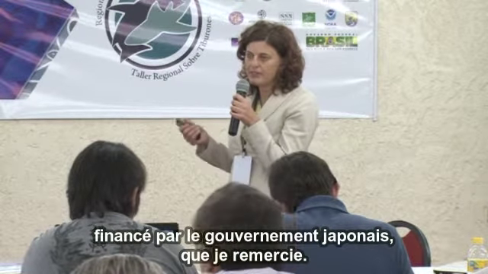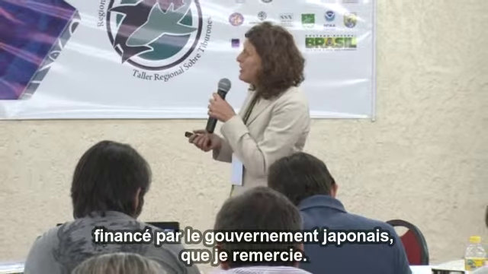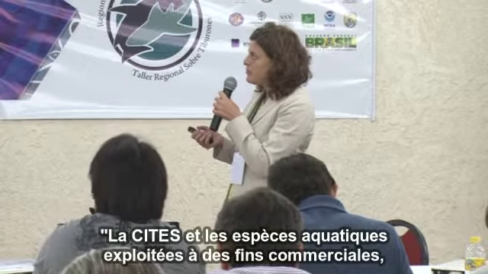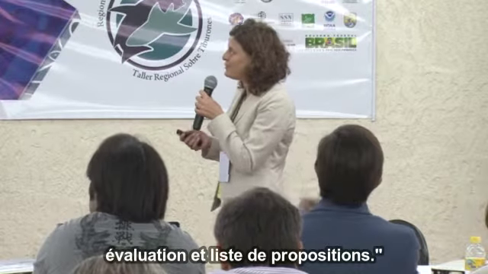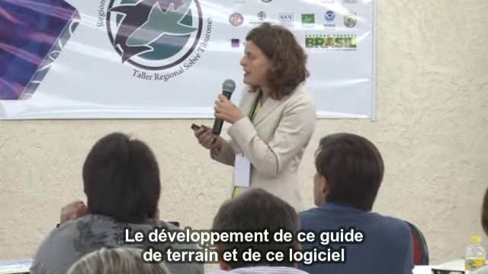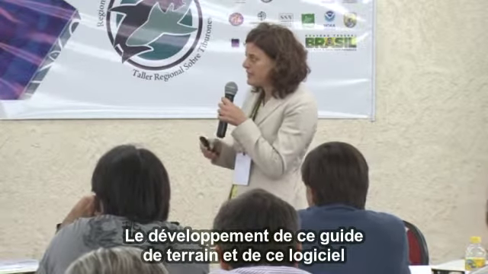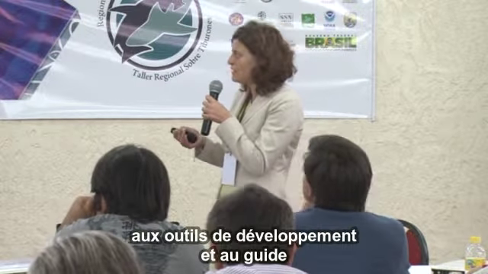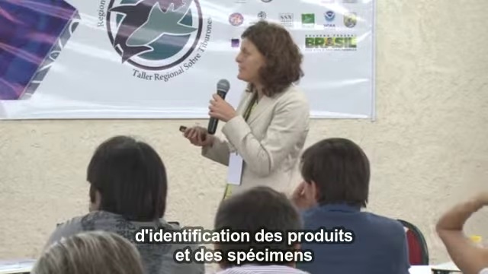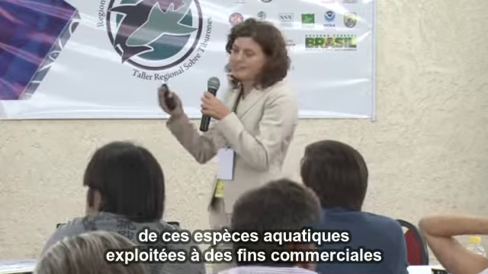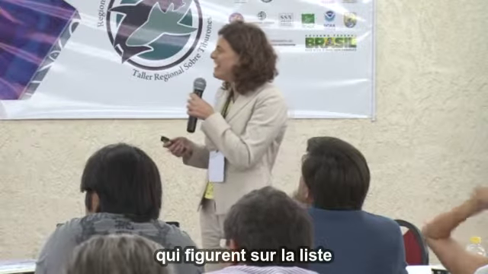This project falls under a trust fund project funded by the Japanese government, that I thank here. And the project is CITES and commercially exploited aquatic species, including the evaluation of listing proposals. And the development of this field guide and the software is one of the activities of this project, that is related in general to the development of tools and guides for the identification of products and specimens of these commercially exploited aquatic species, as usual, listed by CITES, of course, to enhance the implementation of the listing.